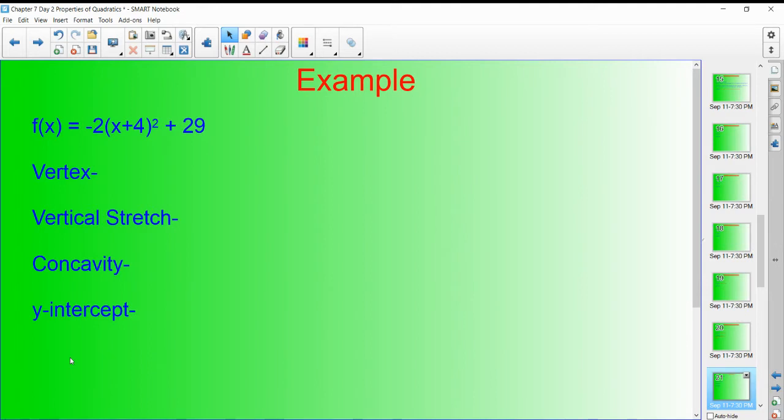Okay, so let's look at some of the answers. Vertex, vertical stretch, both directly from the equation, opens down because of a negative sign, and my y-intercept, I put in 0 for x and evaluated for y. Okay, probably my favorite form is vertex form, especially if someone's telling me to graph this. It gives us a lot of good information.